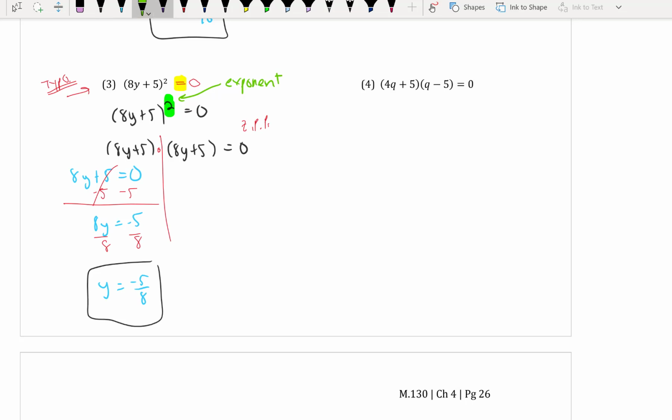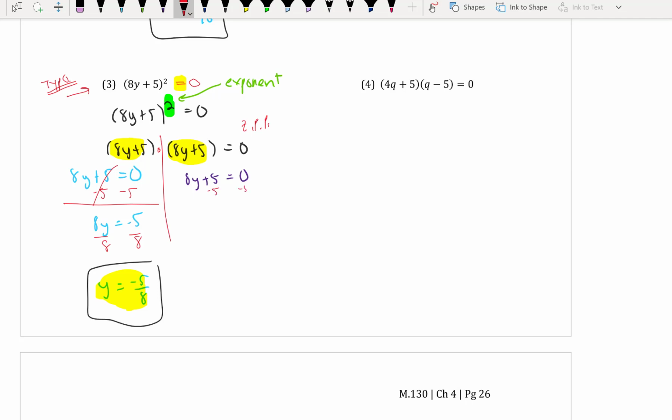Now, for my second set of parentheses, it's the same thing. You can just say that it's repeated, or if you really need to get into that habit of writing it twice, it doesn't hurt. You can either realize that these two are exactly the same, so you already know this is going to be your answer. But let's say you didn't realize that and kept going, that's fine. You would still get 8y plus 5 is equal to 0.